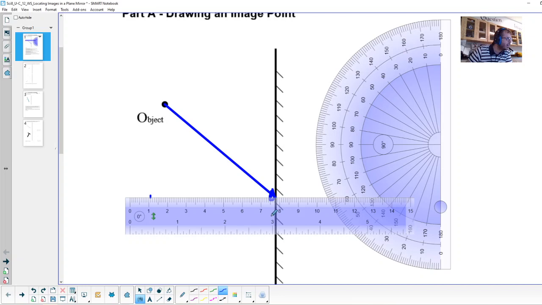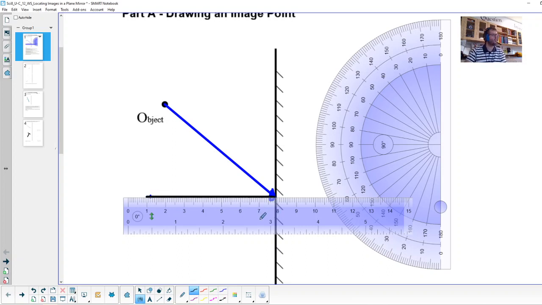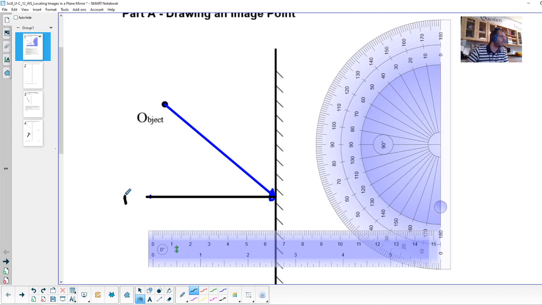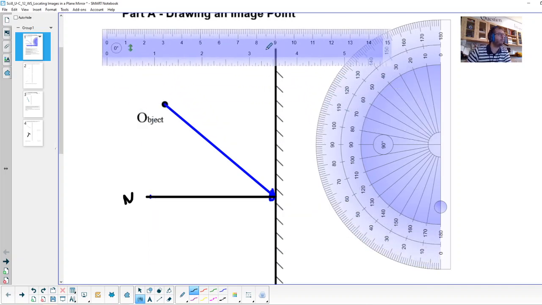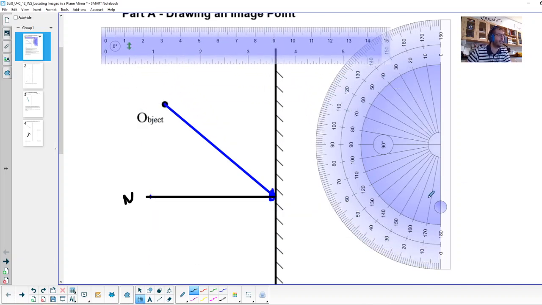Now, I would highly recommend you also use a different color here. I'm going to choose black, I think. And we'll make that my normal line. You would typically identify your normal line with the letter N, just to identify it's the normal line. We need to now measure what that angle is.